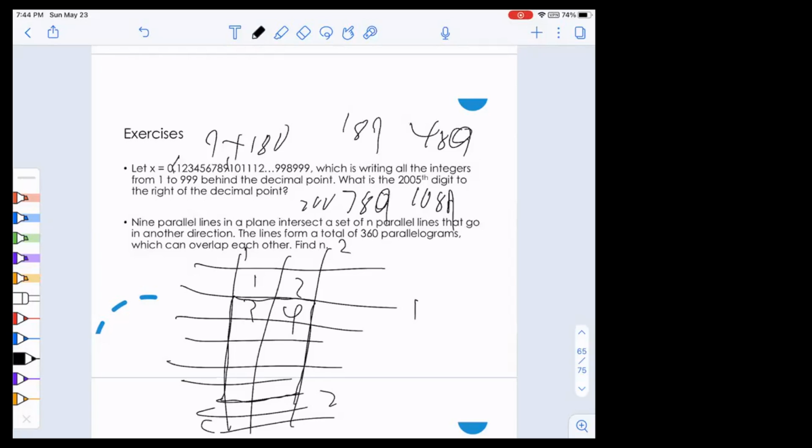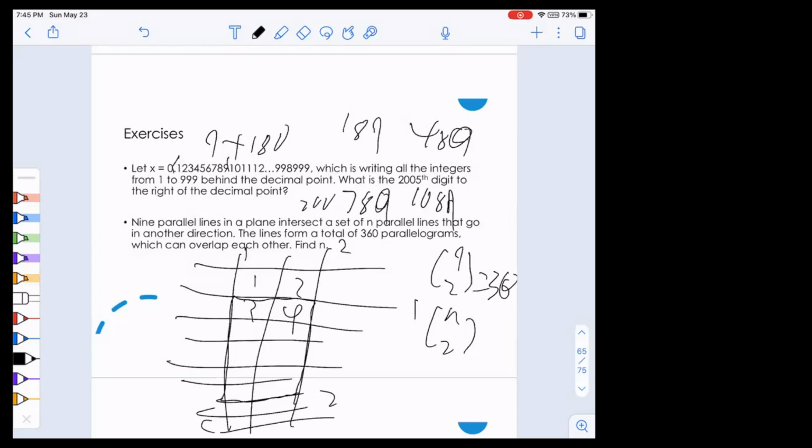So we need to find the number of ways we can choose these lines. The number of ways we can choose 2 lines from 9 is 9 choose 2, which is 36. And we need to see how many lines are on the other side, so we can choose 2 random lines. There are n lines, so the number of ways we can choose that is n choose 2. Now since there are 360 parallelograms, and we know that choosing 2 from 9 is 36, we need to set n choose 2 equal to 10.